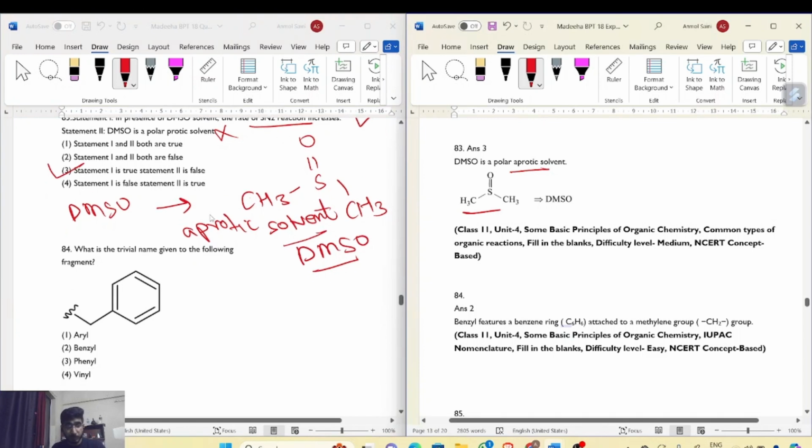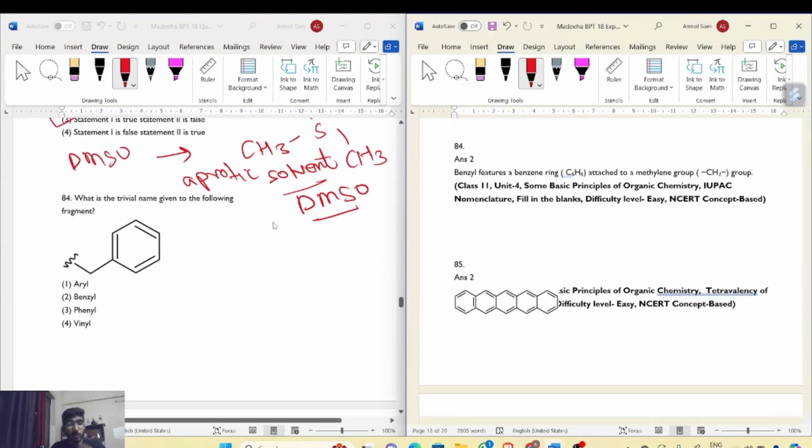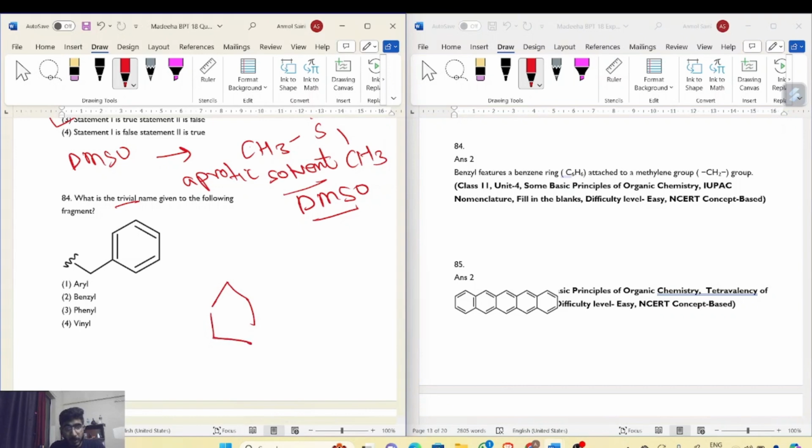Okay. Now, question number 84. Here we are given a compound and we have to tell the trivial name, or you can say the common name, of this compound. So the common name of this compound, this is a benzene ring, then carbon, and then this group. So we know that this group will be the benzyl group.